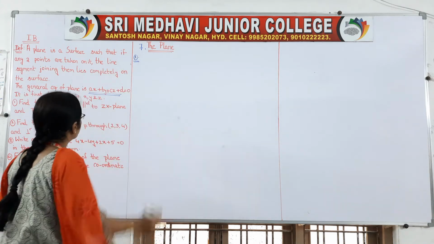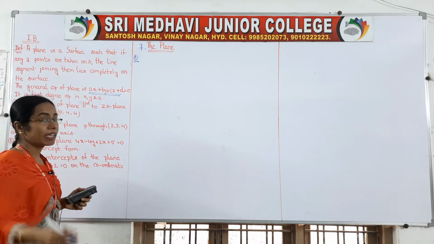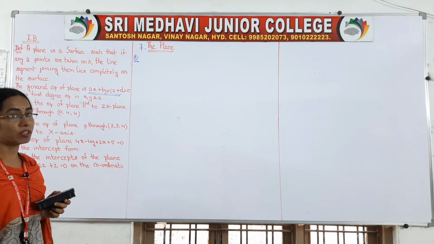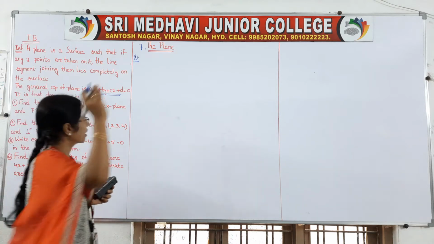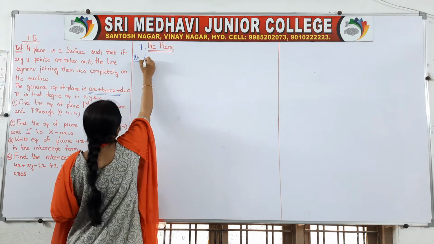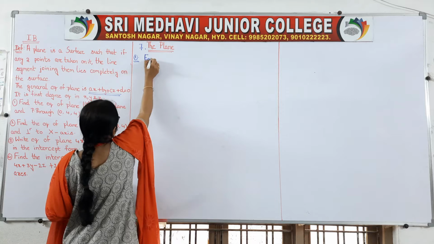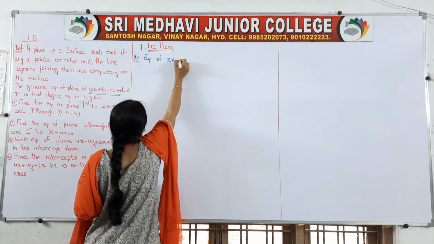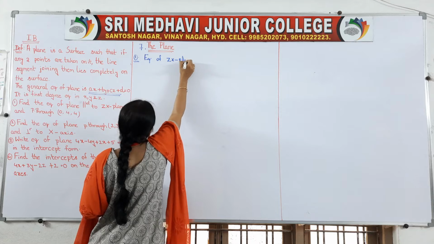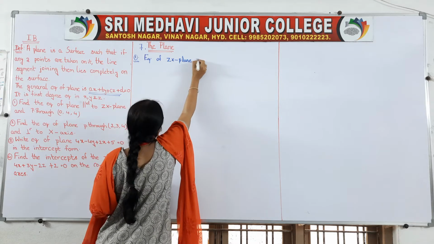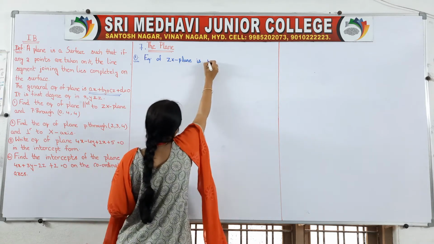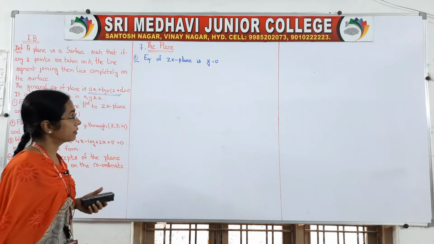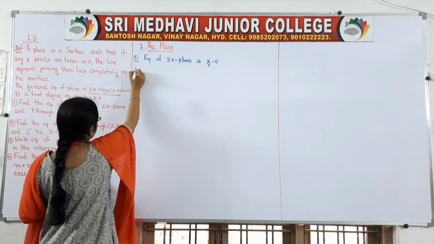Okay, so first we have to take what is the equation of zx plane. For that we have to take the parallel equation, right? So come on, the equation of zx plane, right? Zx plane is, it is a formula, right? Zx plane is y is equal to 0, small y is equal to 0.